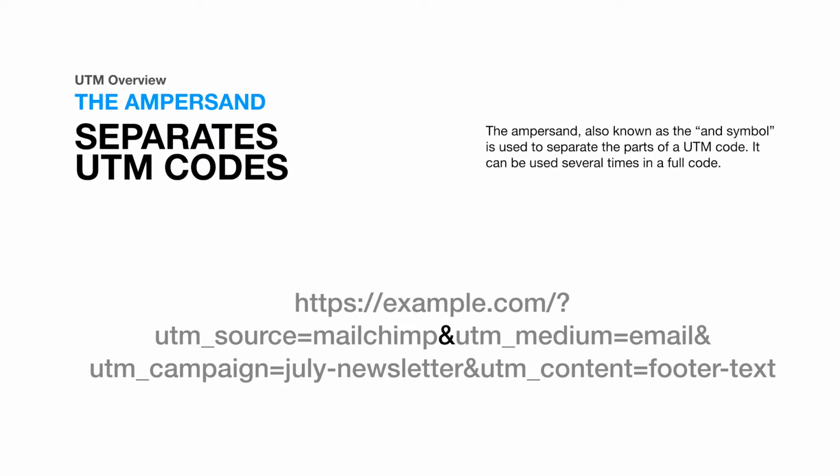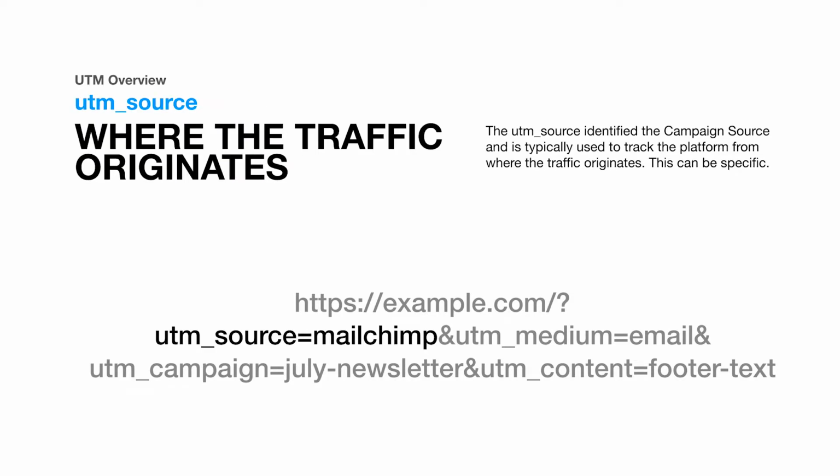The other element that we need is the ampersand, or the and symbol. That separates the parts of a UTM code, and we can see that highlighted here. It's used multiple times throughout the UTM code, and every time that you have an element of a UTM code, it has to be separated with that ampersand. So if you look at this URL, you can see that it appears a few times as it separates those components. The first thing we're going to look at is the originating source of the traffic, or this is what's known as the UTM source.